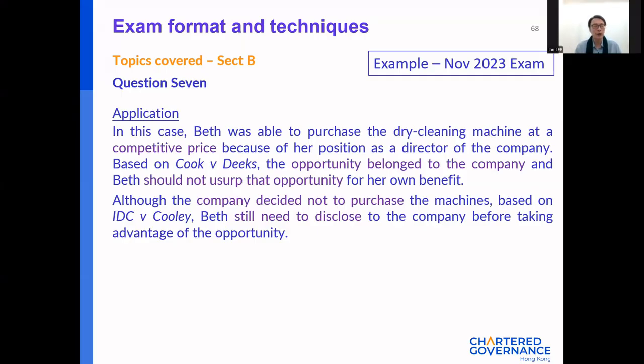So Beth cannot argue, didn't you just have a meeting and did you not just turn down that opportunity? That's one thing. That's for the company. But since you received that information and that opportunity because of your position in the company, the right thing to do as part of your director's duty is to disclose to the company: since you do not want it, I want it for my company. Is that okay? If she asked and they said, okay, we don't mind, everything will be fine. There will be no breach of director's duty in this respect.